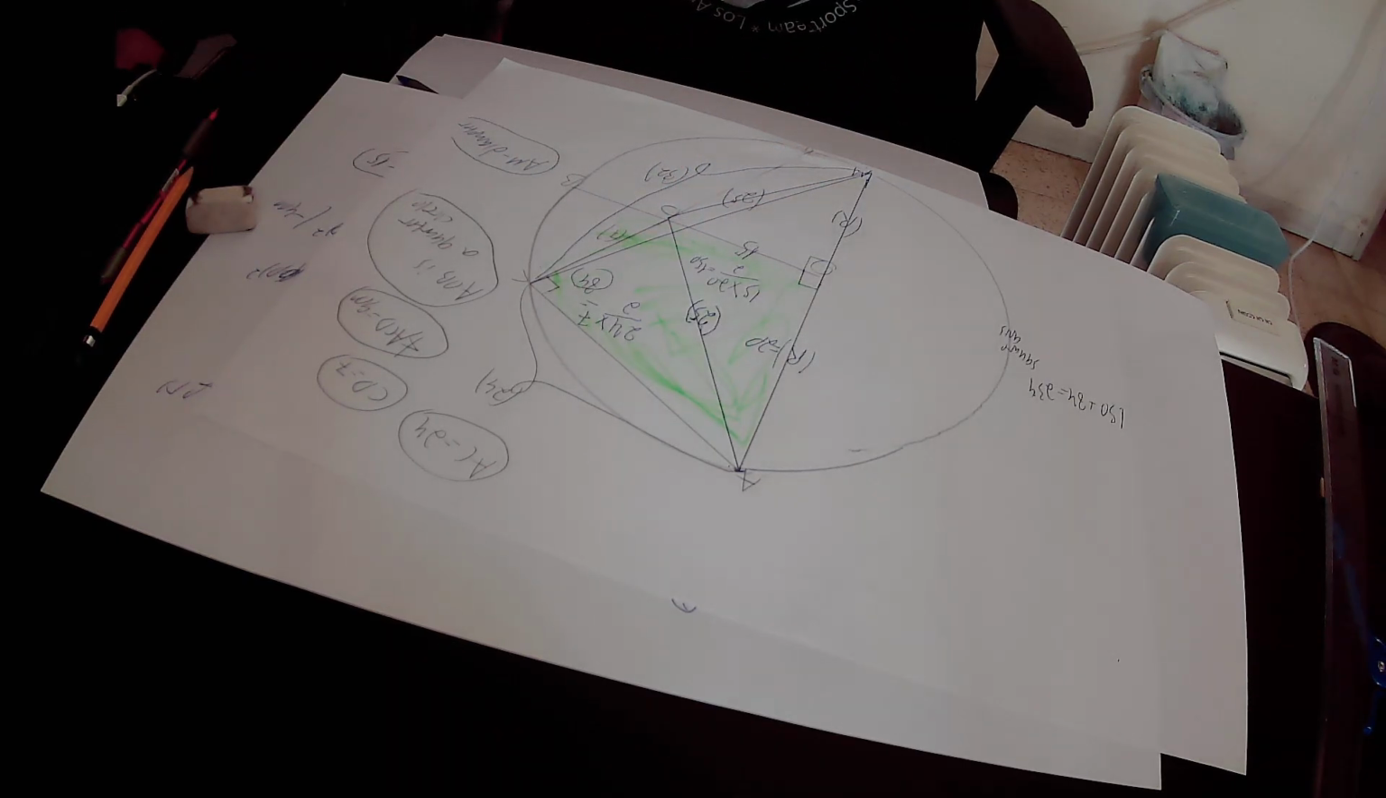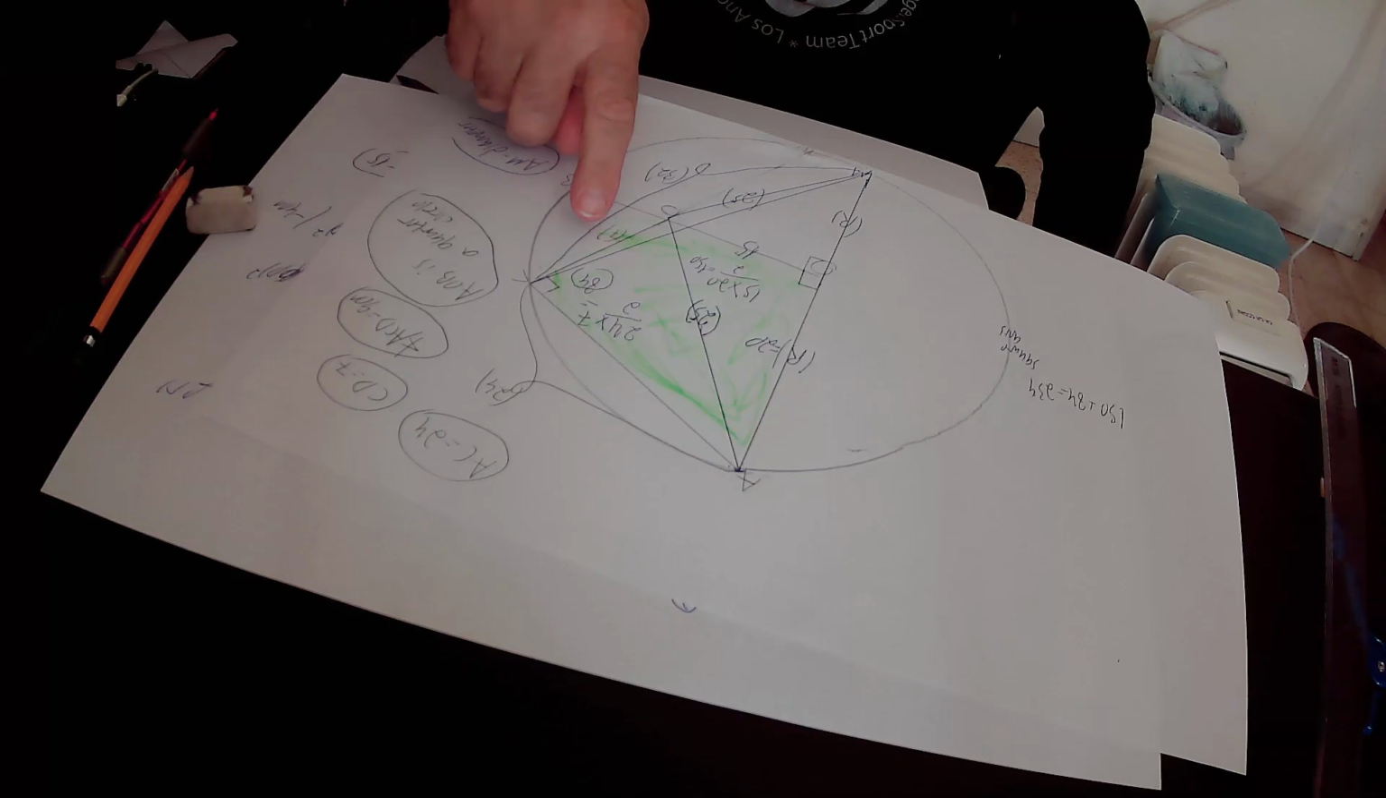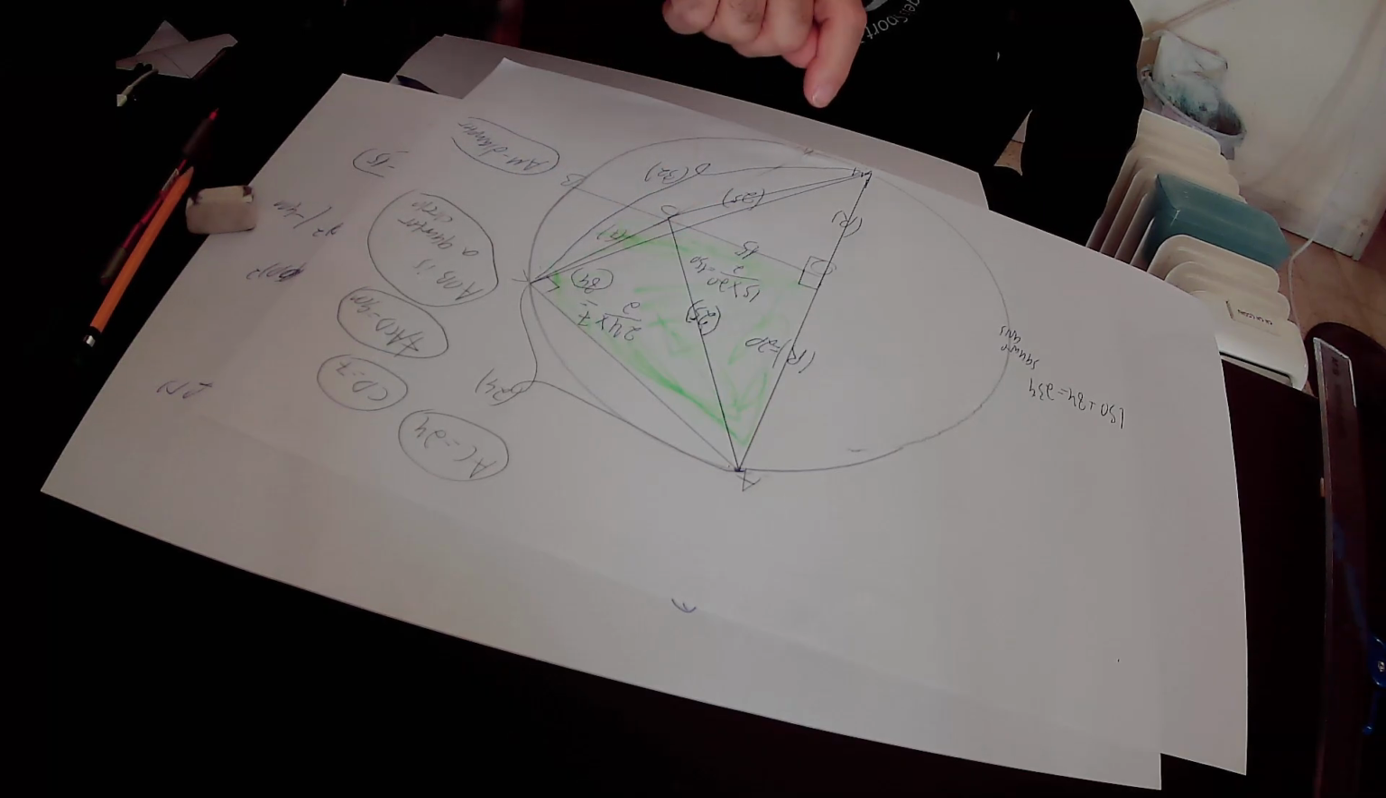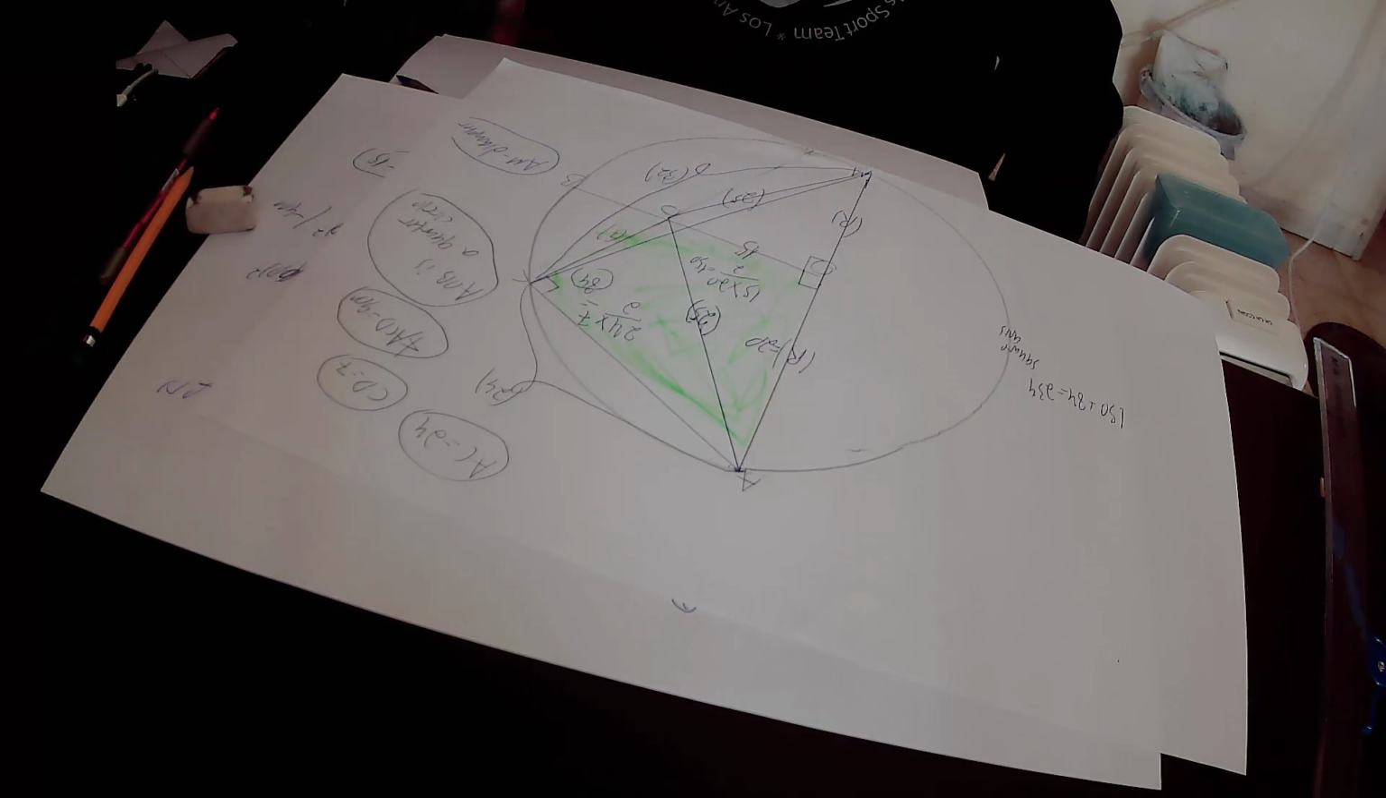So in total, we found that the area of the ring shape equals 84 plus 150. 84 plus 150 equals 234 square units. So finally, we found that the area of the ring shape equals 234 square units. Okay, thank you very much.